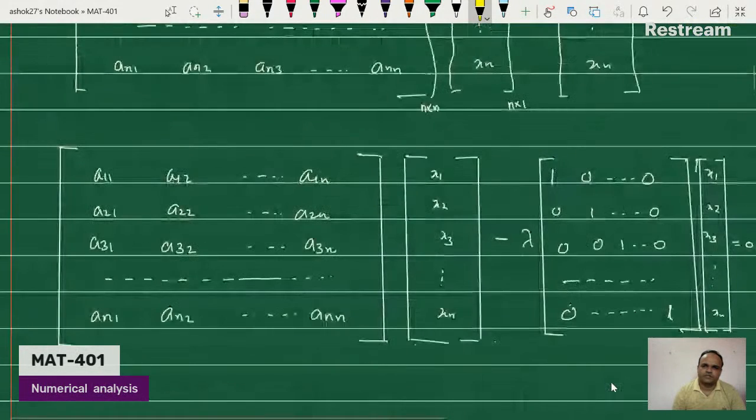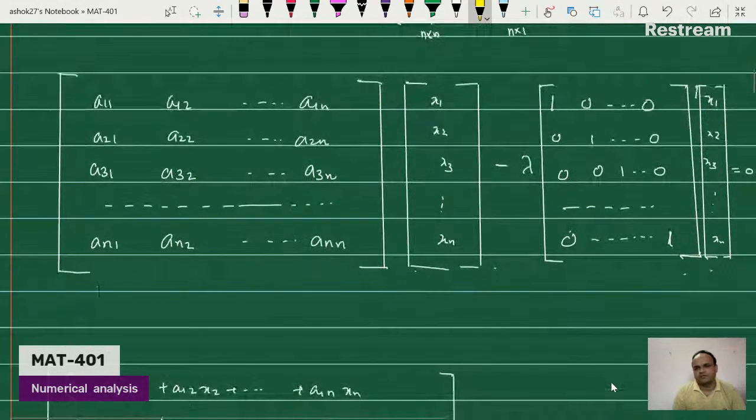Here you can transfer the terms on the right side to the left-hand side. So what will be the resulting equation? Matrix A, vector x, and minus lambda into I. This is the I matrix, this is the x matrix, and this is the A matrix. So Ax minus lambda Ix, which I have already written here.